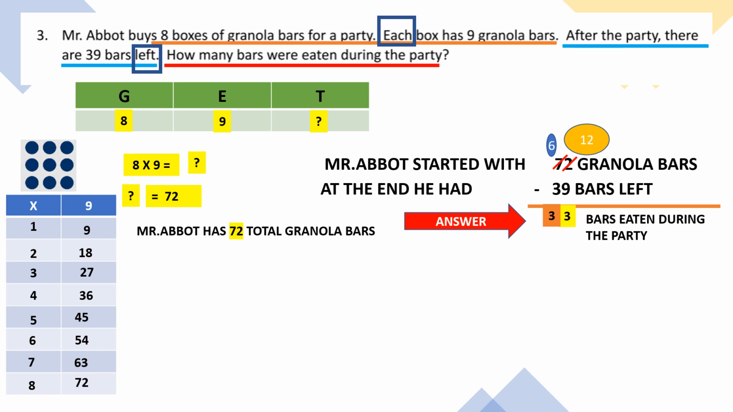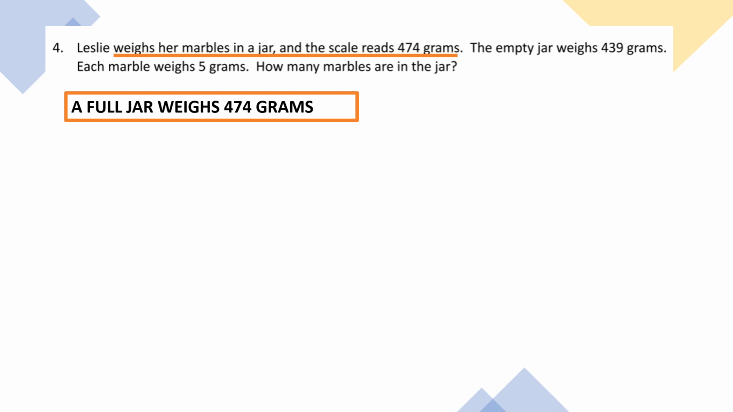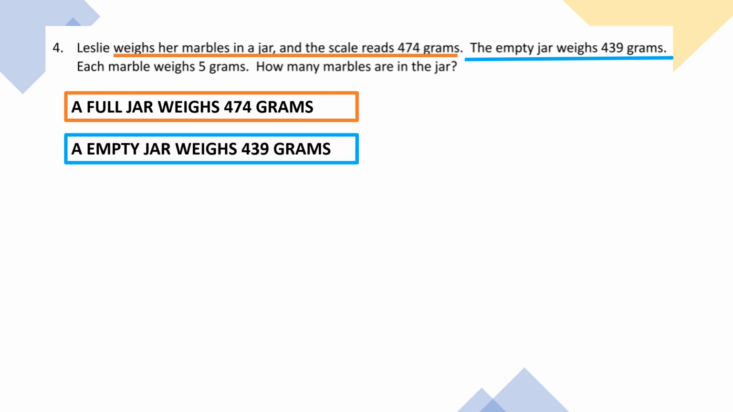Now we're going to go ahead and move on to number 4. Leslie weighs her marbles in a jar, and the scale reads 474 grams. So that means that when all of the marbles are in the jar, together they weigh 474 grams. So the full jar weighs 474 grams. Make sure you write this down. The empty jar weighs 439 grams. So that means that a jar with no marbles in it weighs 439 grams, just the jar.